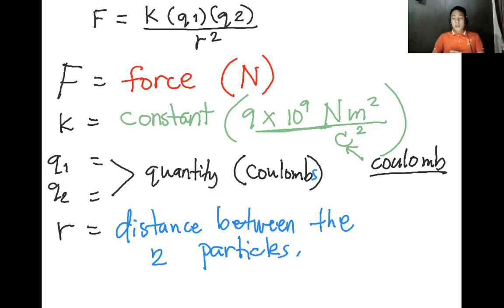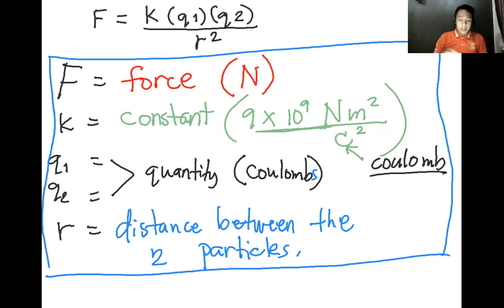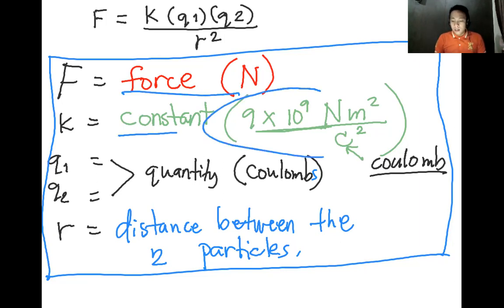So if you will encounter this formula, you need to know first what their identity is. So F is for the force, K is for the constant. So we will use this one, and you need to memorize this. This is part of the formula. 9 by 10 raised to 9, that is 9 billion Newton meter squared over C squared, or the Coulomb squared.